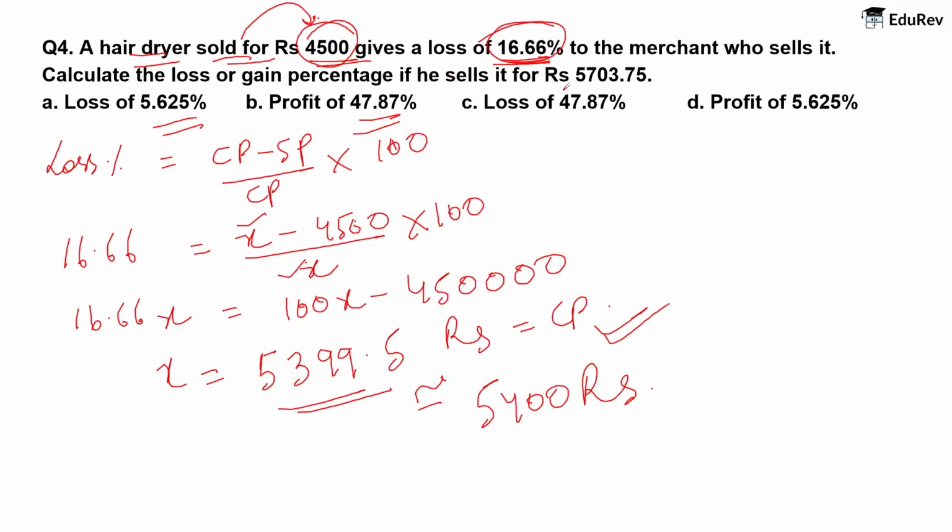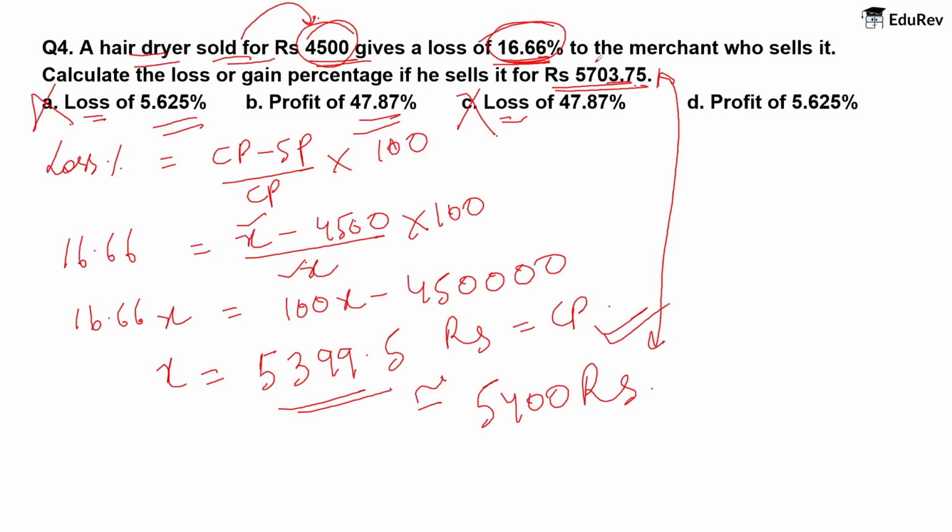Now the cost price is 5400 and the new SP. Now the merchant is selling it for 5703.75 rupees, which is certainly a case of profit because now the SP is more than the CP. So we have to calculate the profit percentage. Obviously, this option gets eliminated, this option gets eliminated because over here they are talking about loss. But actually, when the selling price is changed to 5,703.75 rupees, this is nothing but a profit. So two options are left. Now we'll calculate the profit percentage.